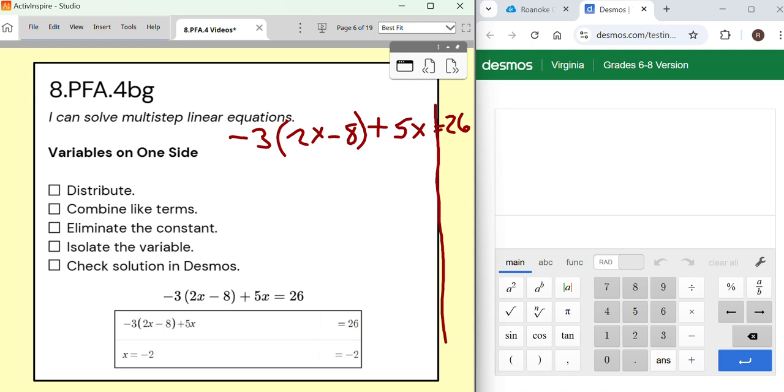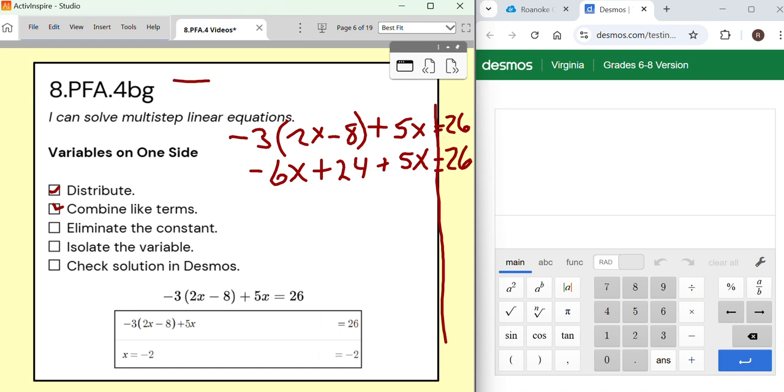First thing I do is draw that line. Okay, so then we're going to distribute. -3 times 2x is -6x. -3 times a -8 is +24. And then drop your 5x, the equals, and the 26. Whenever you're distributing or whenever you're combining like terms, of course, you only work on one side at a time. So this is the side that I'm going to work with.